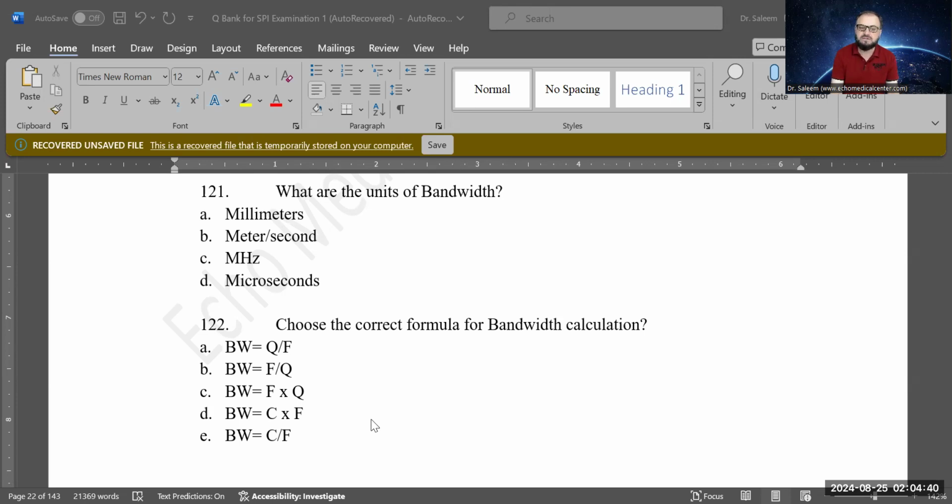Yes, B is the correct answer, because the bandwidth formula is operating frequency divided by the quality factor. Now, quality factor is a number. There's no unit for that. It's just unitless, it's a number. Operating frequency, mostly we have megahertz. So if we come to question number 121, it says, what are the units for bandwidth? Because of this formula, bandwidth is equal to operating frequency divided by quality factor, we can tell that the best answer for question 121 is C, and that is megahertz.